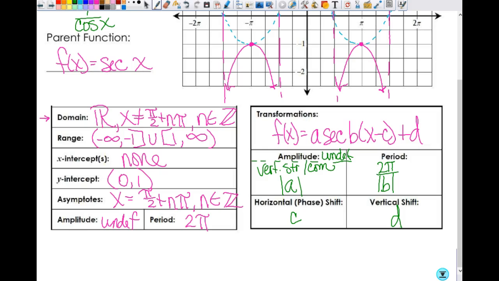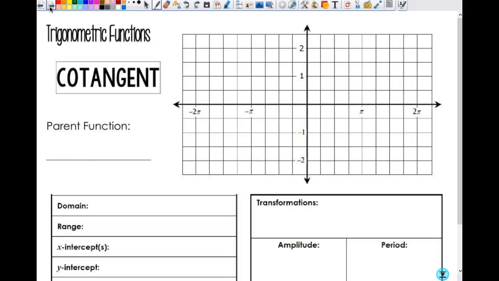All right, let's look at cotangent. Cotangent is the reciprocal of what? Tangent. So this is 1 over tangent of x. So this is going to be f of x equals the cotangent of x.